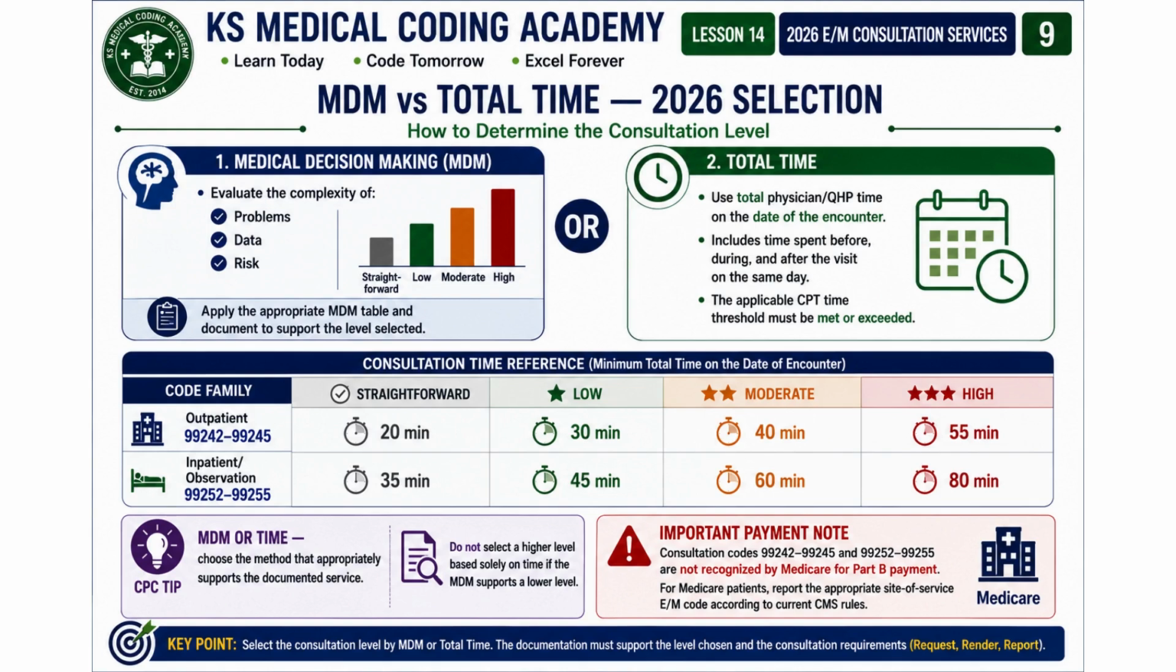For outpatient consultations, the minimum total times are 20, 30, 40, and 55 minutes for codes 99,242 through 99,245. For inpatient or observation consultations, the minimum times are 35, 45, 60, and 80 minutes for codes 99,252 through 99,255. CPC memory tip: think MDM or time. Do not choose a higher level simply because the encounter took longer if the documentation does not support that level. Finally, remember that CPT consultation codes and Medicare payment policy are separate issues. Always verify the applicable payer rules before reporting the code.